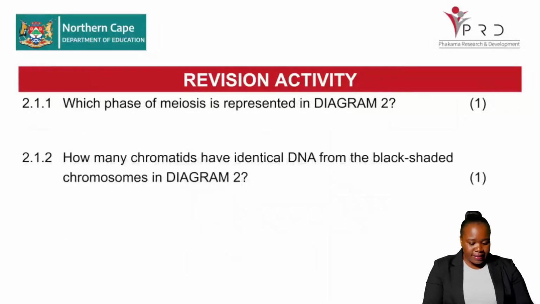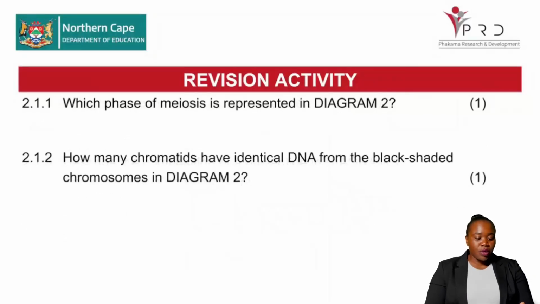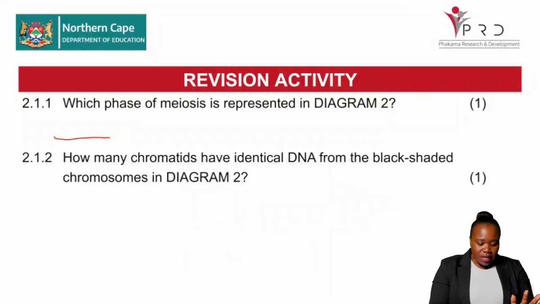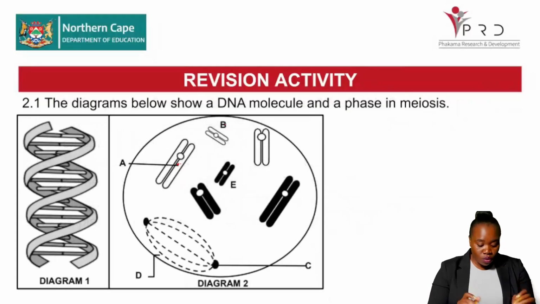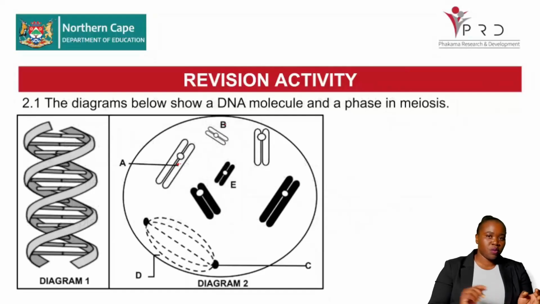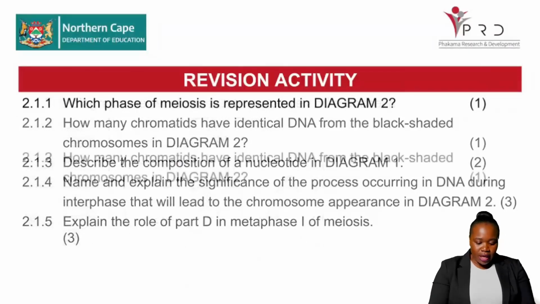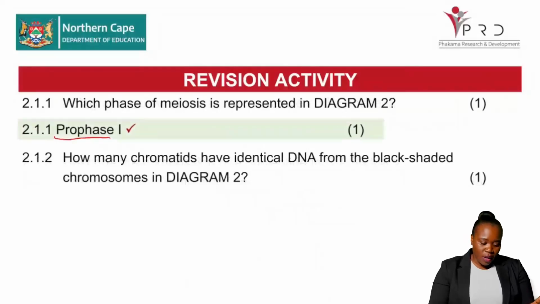All right, let's have a look at 2.1.1. The question says, which phase of meiosis is represented in diagram 2? Right, so as we can see there, it is prophase 1. We can see full chromosomes, they are still whole chromosomes. We can also see that we are starting to see the movement of the centrosomes to the opposite poles and the formation of the spindle fibers. Right, okay, so that is prophase 1.